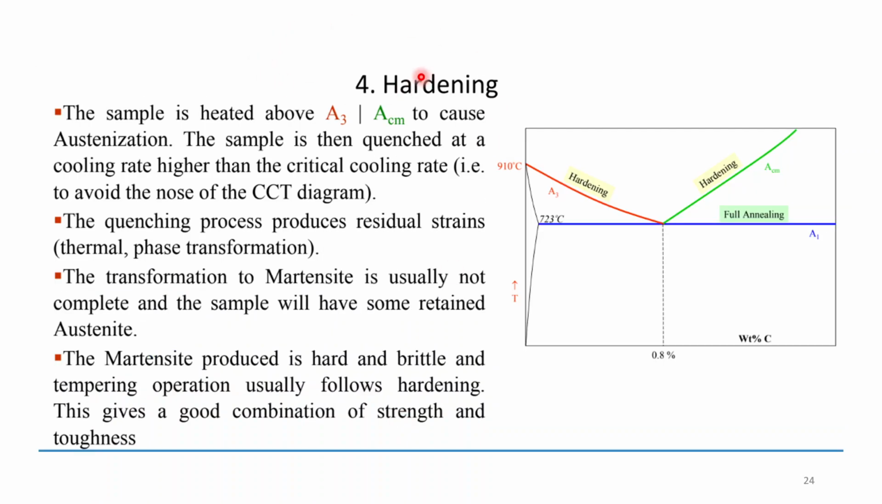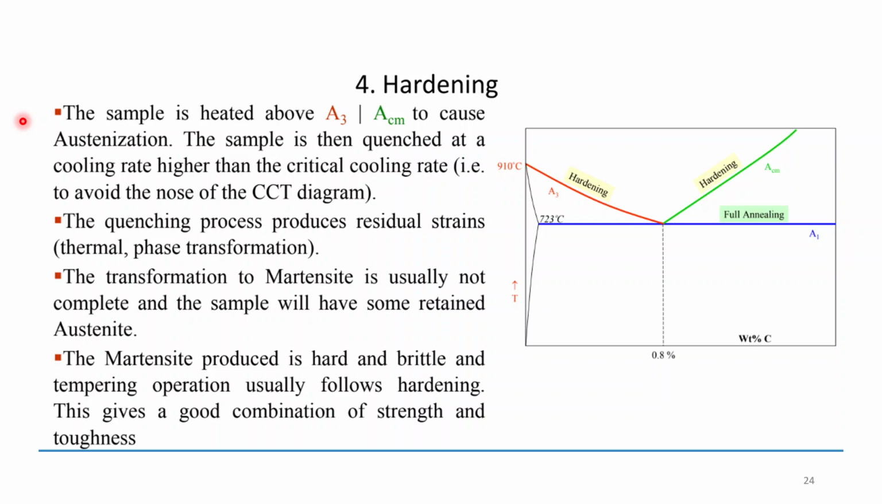Next is hardening. In this case the sample is heated above A3 or ACM, depending on the type of steel, whether it's hypoeutectoid or hypereutectoid. This causes austenization, and the sample is then quenched at a cooling rate which is higher than the critical cooling rate, to avoid the nose of the CCT diagram.